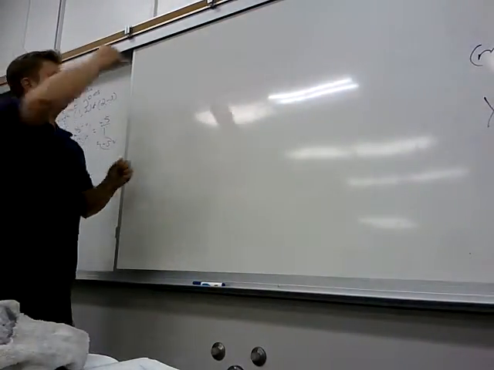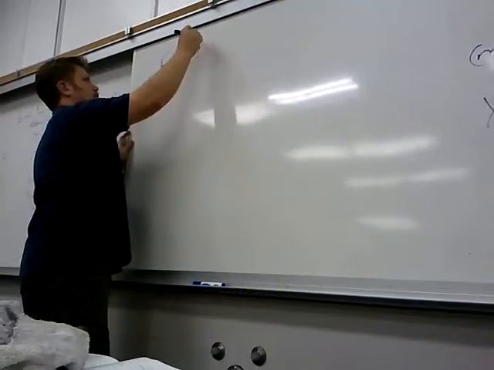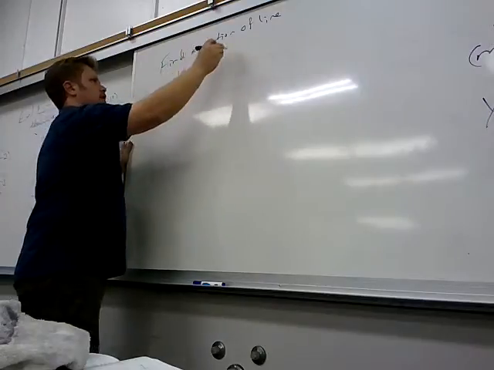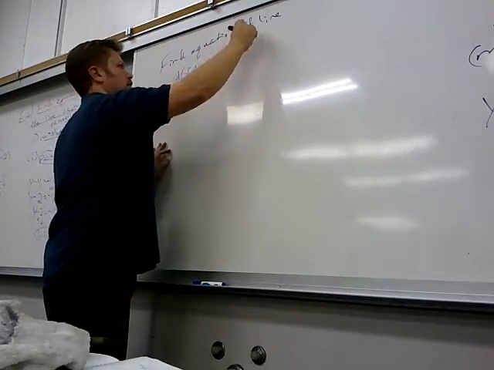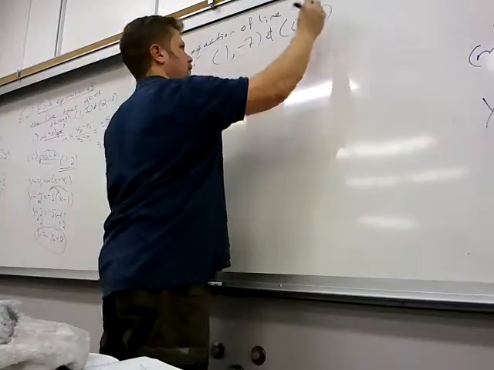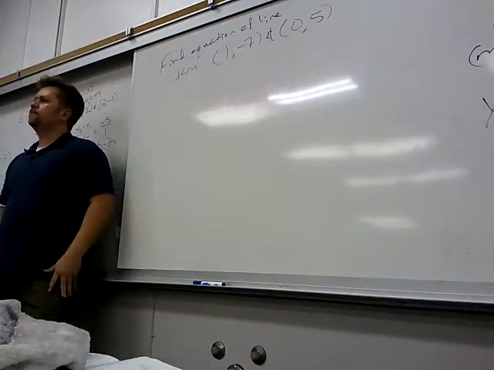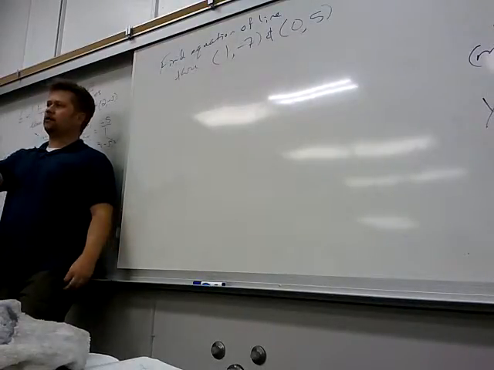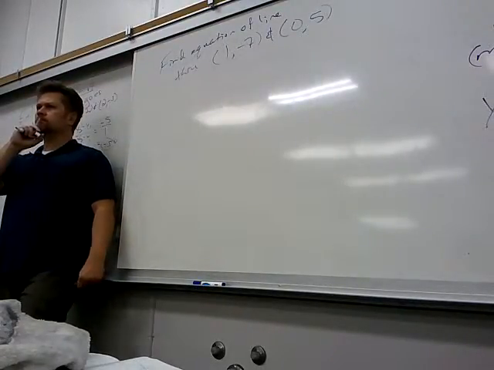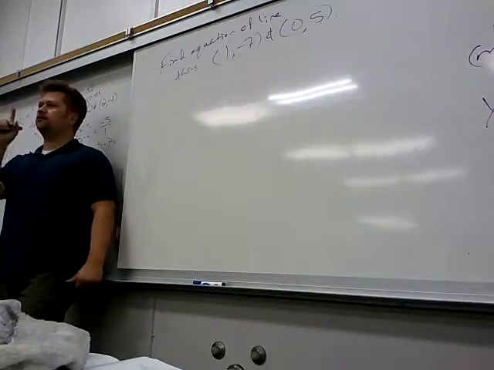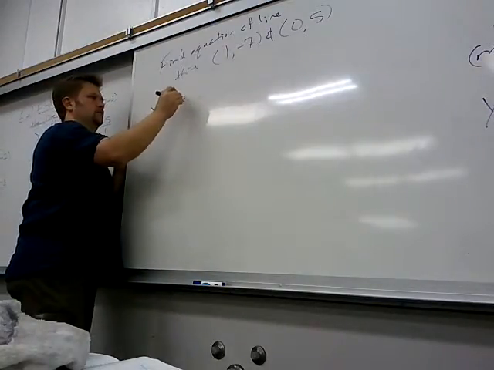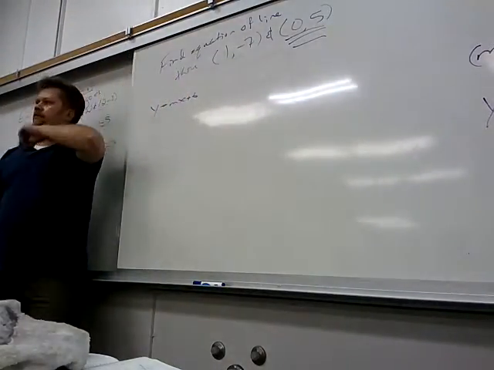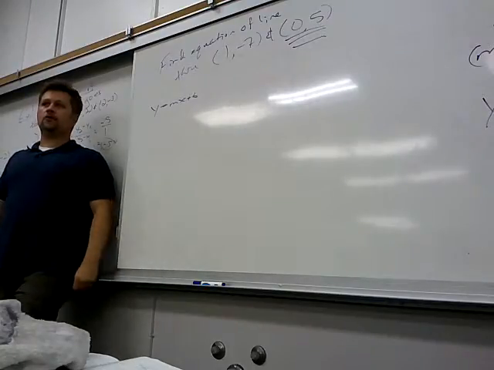So if I said, find the equation of the line going through the points 1, negative 7, and 0, 5. Which equation should I use? Y minus y1, or the other one? That one. What do I have to be given in order to use this one? You have the y-intercept. Yeah, we know the y-intercept, don't we? What's b? 5. So now all I need is the slope and I'm done.